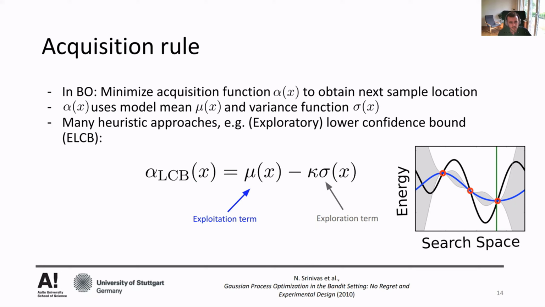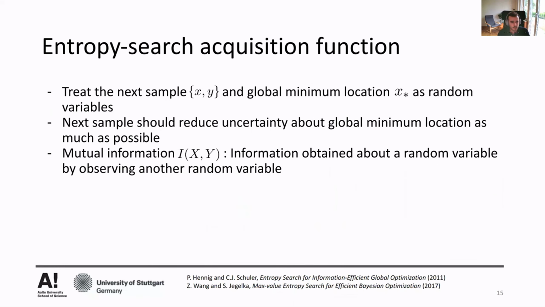And this ELCB is a nice trade-off between these two phases. Now the ELCB is intuitive and easy to understand as an acquisition rule, but there exist other acquisition functions which are theoretically derived. For example, the class of so-called entropy search acquisition functions.